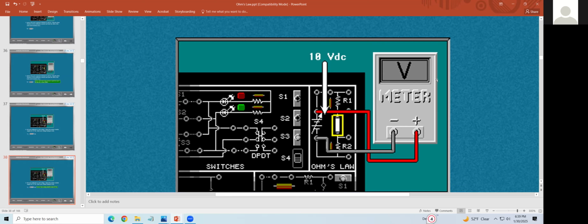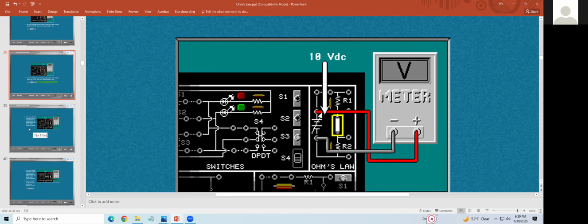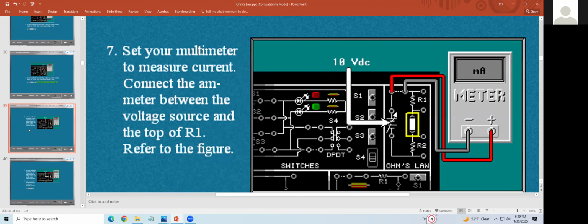Perfect. You go to the top on the right? Sure. Adjust either higher or lower until the display shows 10 volt. Easy. Okay.